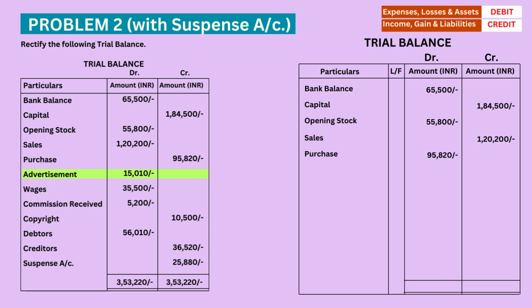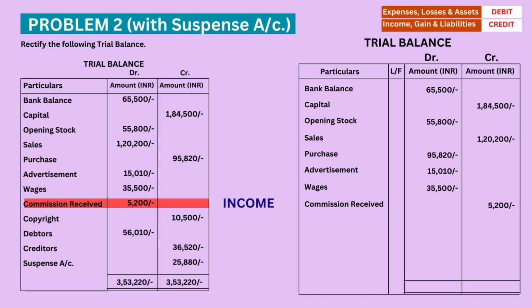Advertisement at the debit side, which is correct as advertisement is an expense. We shall write it at debit side. Wages at the debit side, which is again right as wages is also an expense. So it will be at the debit side. Commission received at the debit side. We know commission received is an income. Hence, it should be at the credit side. Rectified.